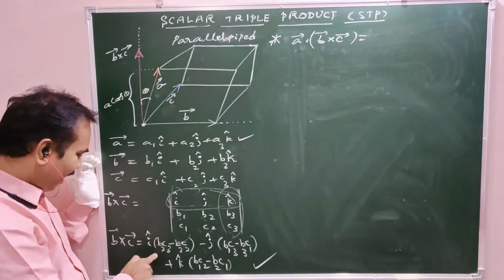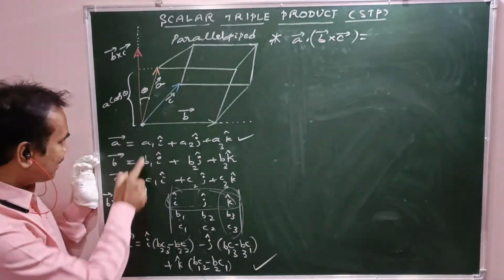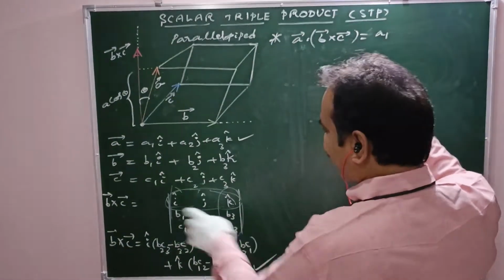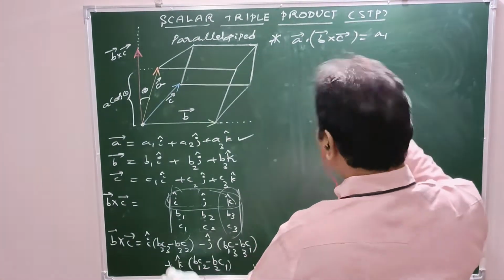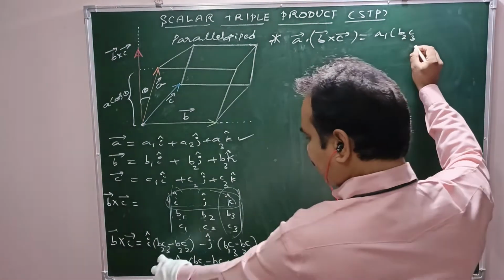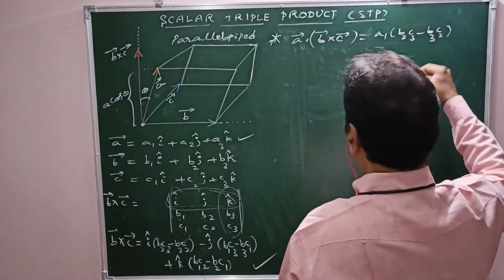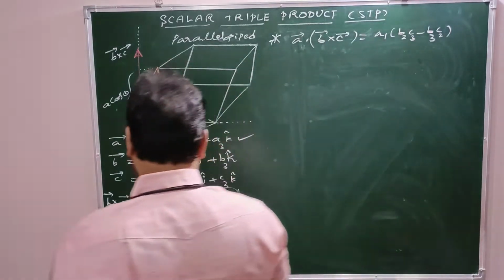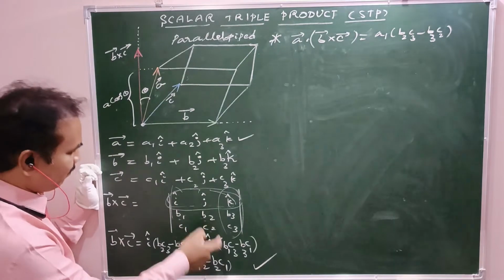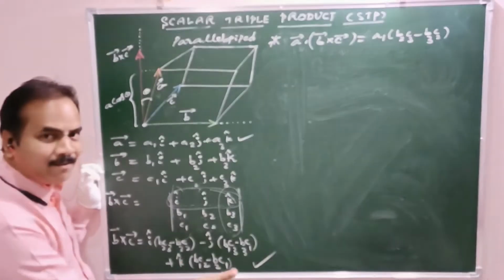Now i dot i is 1. So we are left with i dot i means 1. That is A1 into this one. So A1 into B2C3 minus B3C2. Okay. Right? Now i dot j is 0. So no need to take this multiple. Okay. Similarly, i dot k is also 0. So the other two terms are vanishing.